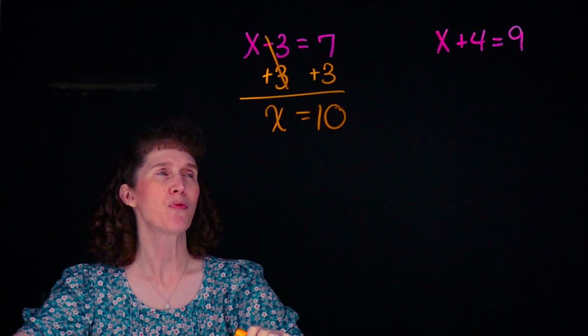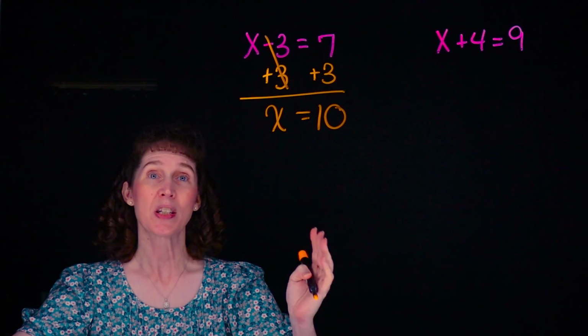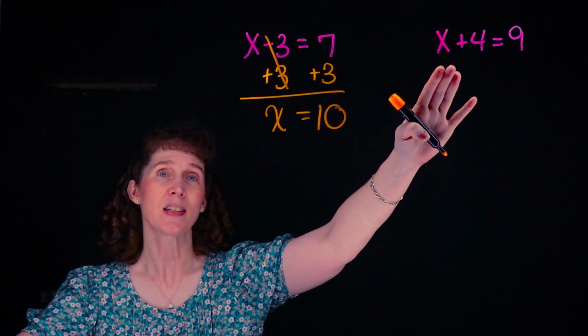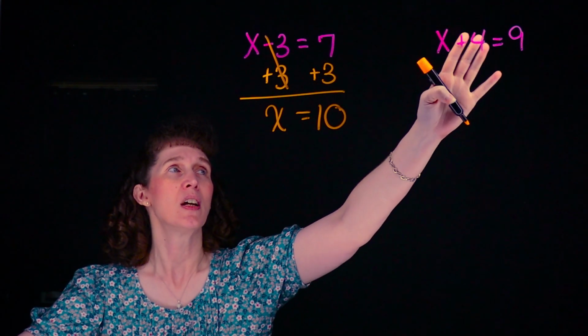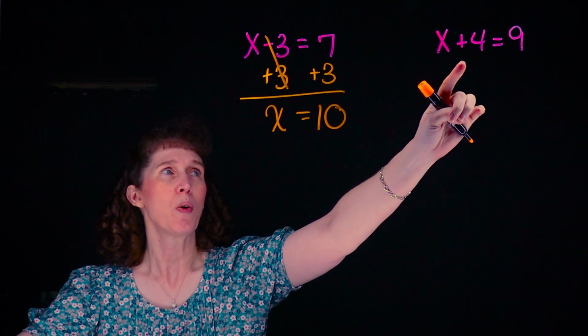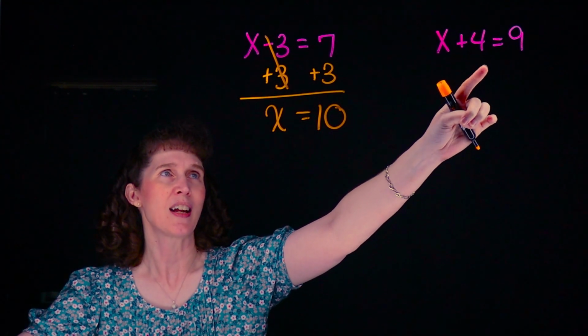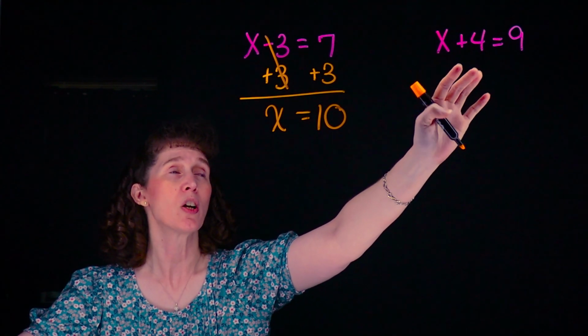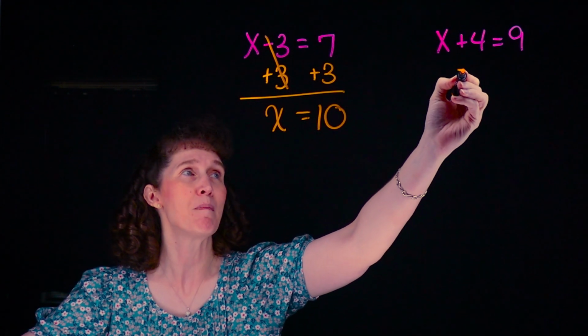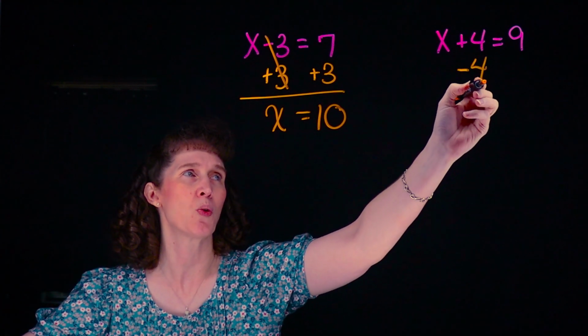All right, so let's look at this other equation over here. We have x plus 4 equals 9. So it's the same thing again. We want x on one side all by itself and everything else on the other. So we want to move this 4 to the other side. This time we have a plus 4, so the opposite of a plus is a minus. So we'll say minus 4.